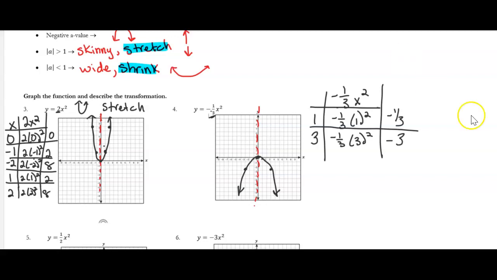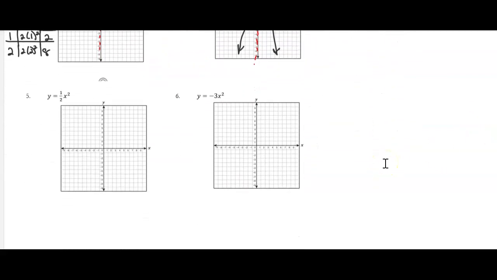All right, what I'd like you guys to do is try 5 and 6, and then we'll come back and check.